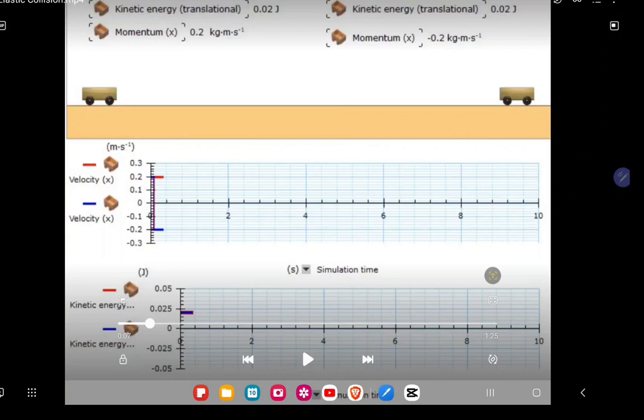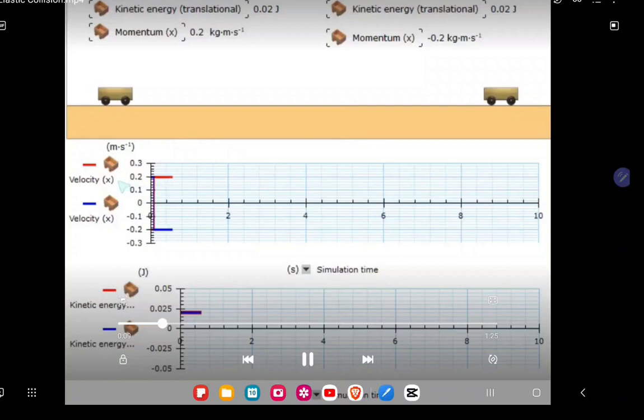Now let's have this model here. Two cars, as we can see here. The kinetic energy for this car is equal to 0.02 joule, and the kinetic energy of the first one is the same, 0.02 joule. So the same kinetic energy for both cars. Momentum for this car is equal to 0.2 kilogram meter per second, and for the other it's minus 0.2 because momentum is a vector quantity.